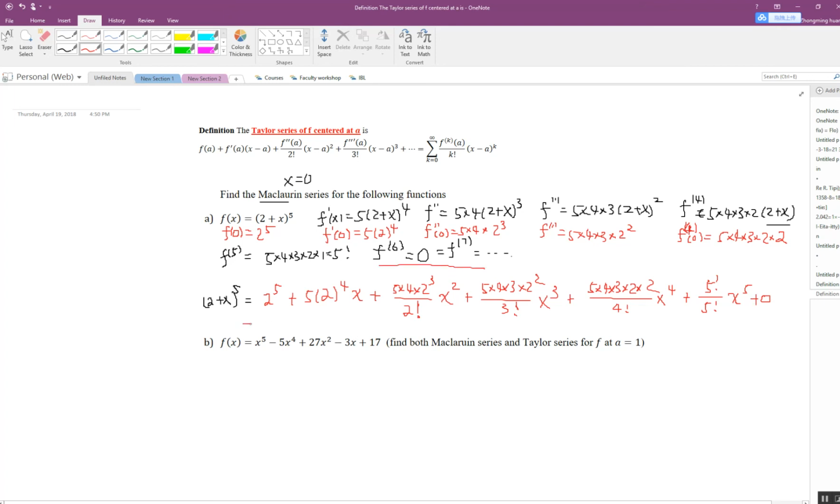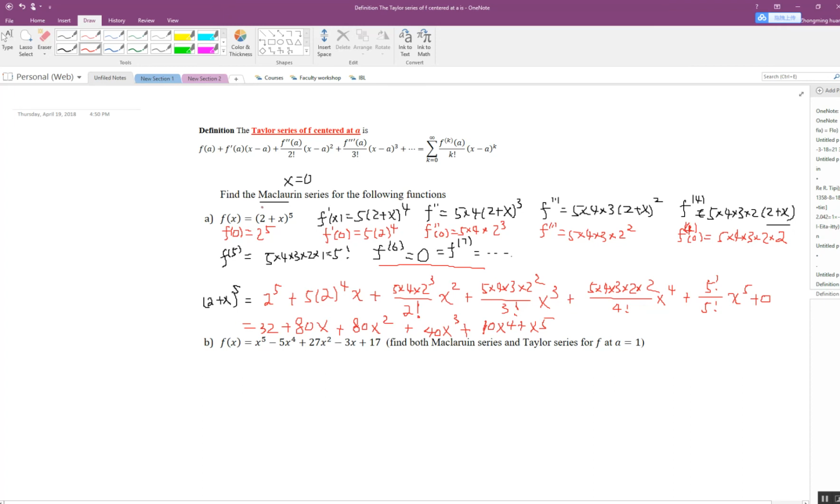If you simplify it, 2 to the 5th is 32. 5 times 16 is 80. The next one, if you do the algebra, is 80x squared. The next one is 40x cubed. The next one is 10x to the 4th. The very last one is x to the 5th. So this actually is the Taylor polynomial for this particular function.